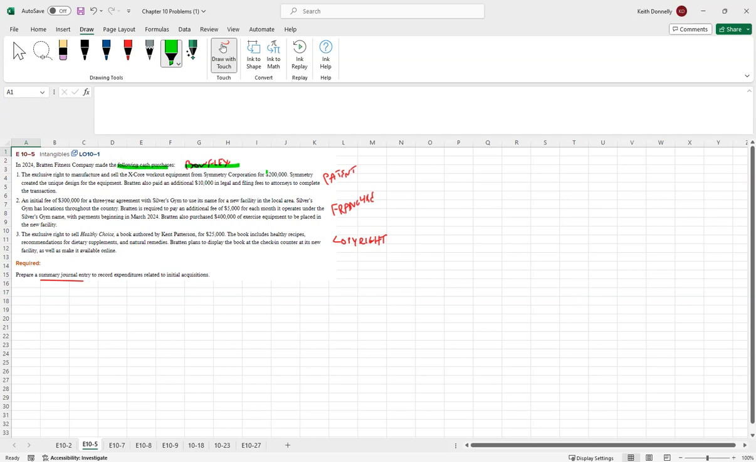The Bowflex they get for $200,000. They created a unique design for the equipment. They also paid $10,000 in legal fees, right? So for that patent, what we're going to have there with the journal entry, we bought a patent, debit patent.